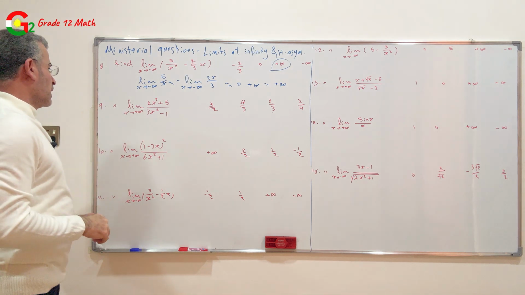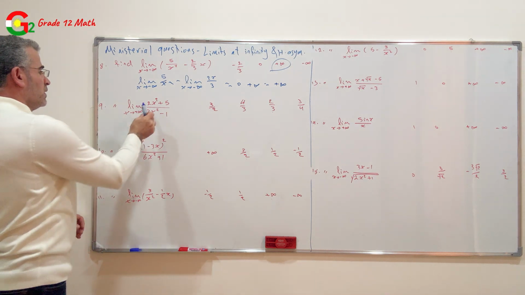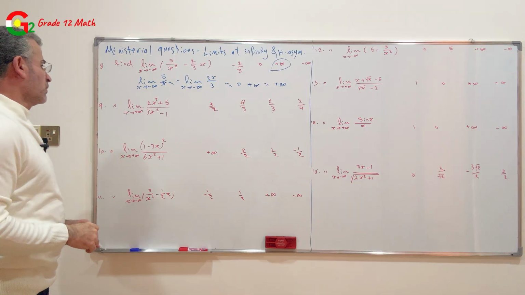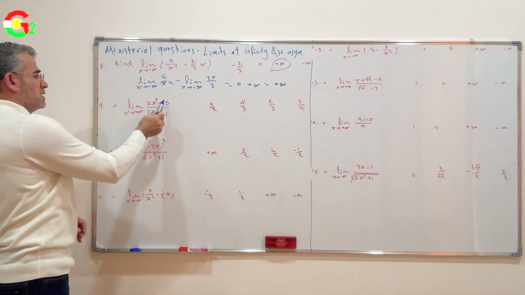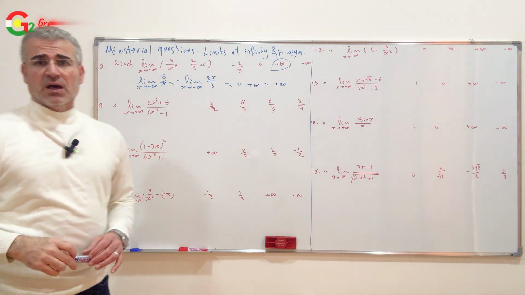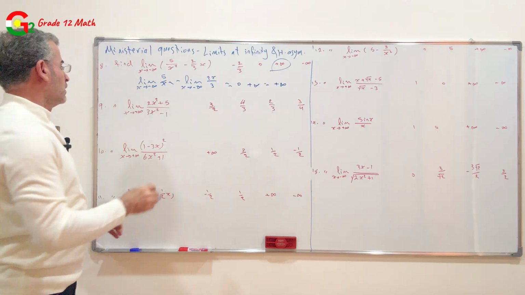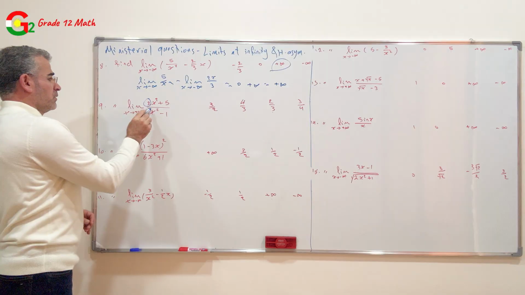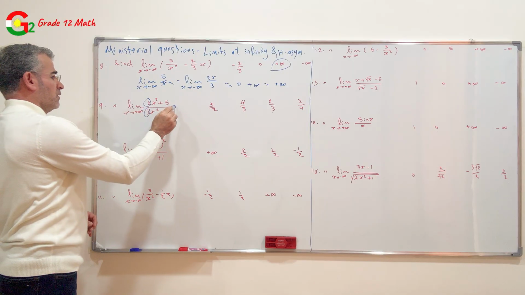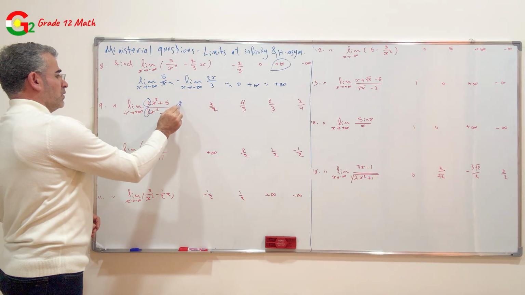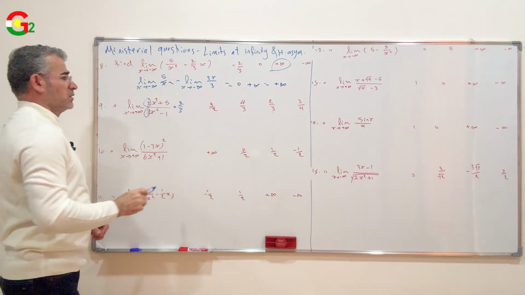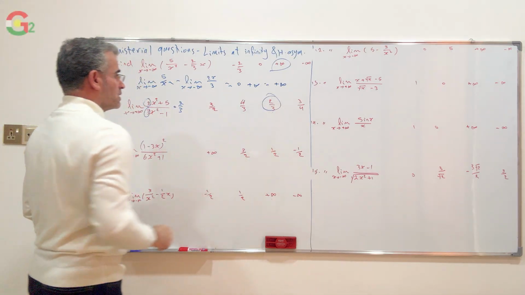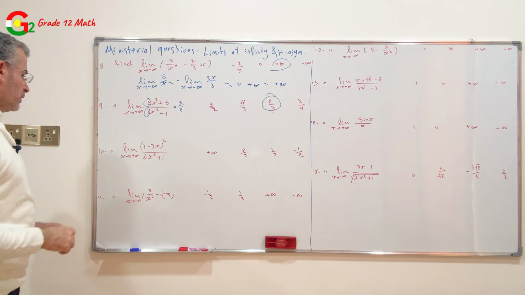Number 9. Limit as x approaches positive infinity of 2x power 2 plus 5 over 3x power 2 minus 1. Since the numerator and denominator have the same degree, the result is the coefficient of the leading term of the numerator over the coefficient of the leading term of the denominator, which is 2 over 3. Choice C.